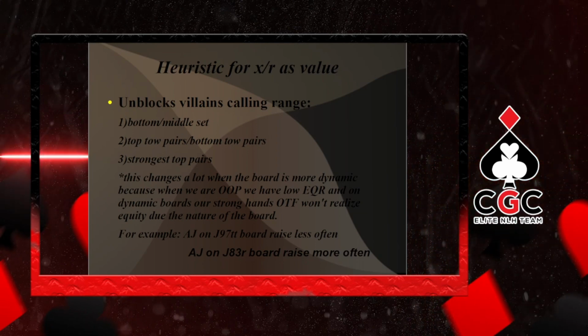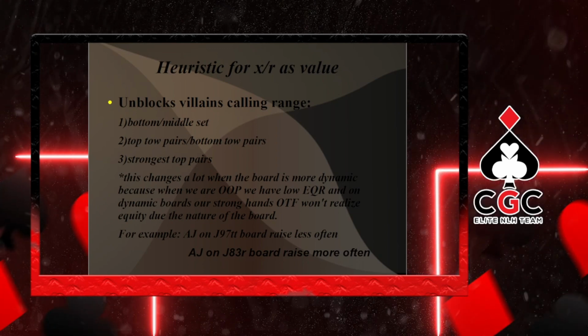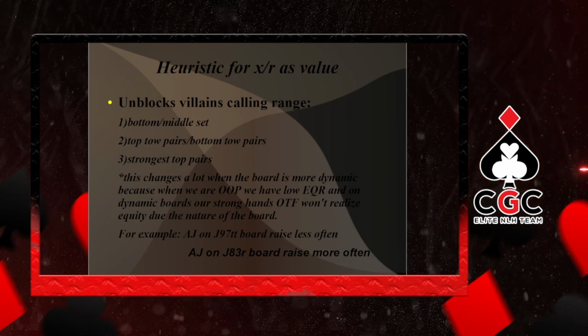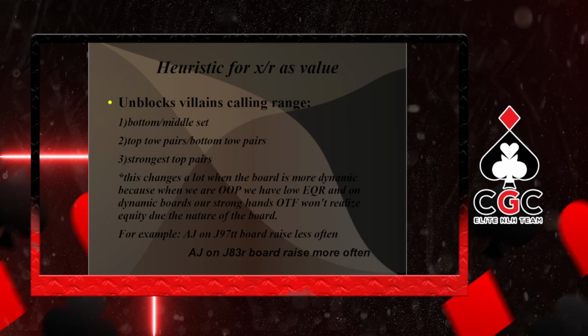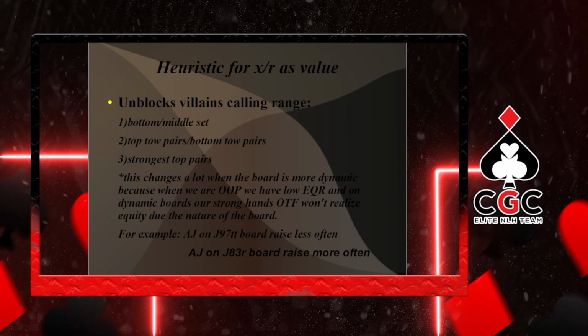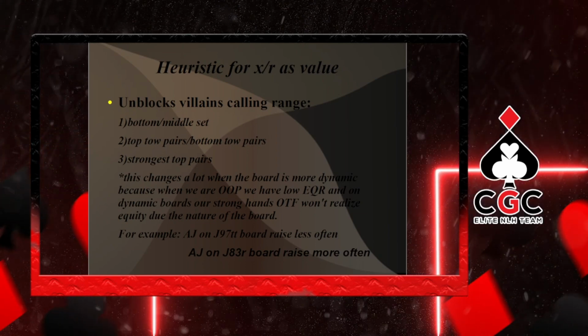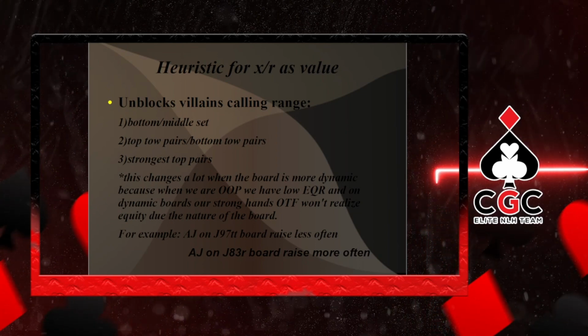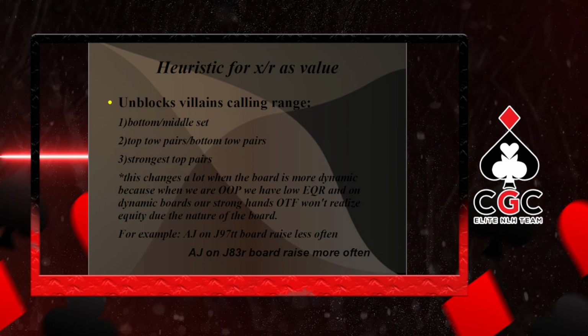Ace jack on jack 9-7 wants to raise less often than on a jack 8-3 rainbow board because it can't realize too much equity when we arrive at the river. On a jack 9-7 two-tone board there will be a lot of turns and rivers where ace jack will no longer be the best combo. So the more dynamic the board, the fewer top pairs we want to check raise.